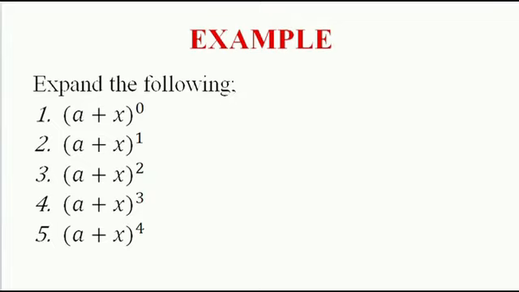And once we have a plus x to the exponent of 0, we know from our initial deduction that a number to the exponent of 0 is 1. That is from our functions of indices, that any number to the exponent of 0 is 1. What about a plus x to the exponent of 1? That can be said to be a plus x.